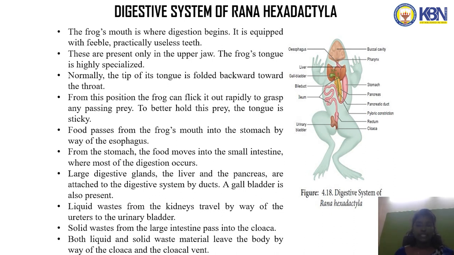Liquid waste from the kidneys travels by way of the ureters to the urinary bladder. Solid waste from the large intestine passes into the cloaca. Both liquid and solid waste material leave the body by way of the cloaca and the cloacal vent.